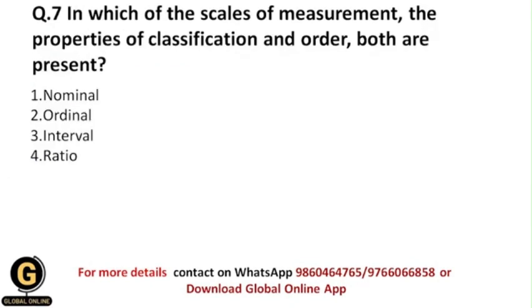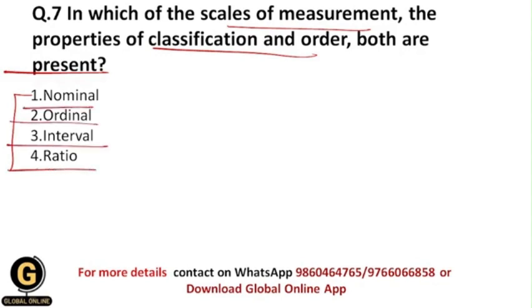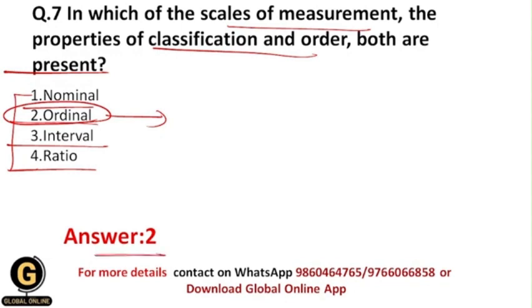Next, in which of the scales of measurement are the properties of classification and order both present? Here again they have given you four types of scales of measurement, and only one of them has the properties of classification and order both. Whether it is nominal, ordinal, interval, or ratio. As I have told you earlier in this video, only the ordinal scale of measurement has the properties of both classification and order, right? And that's why it is called the ordinal scale of measurement. So your correct answer should be 2.